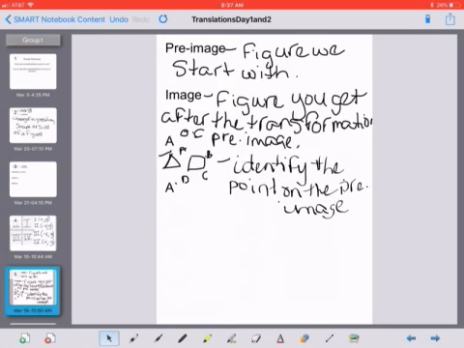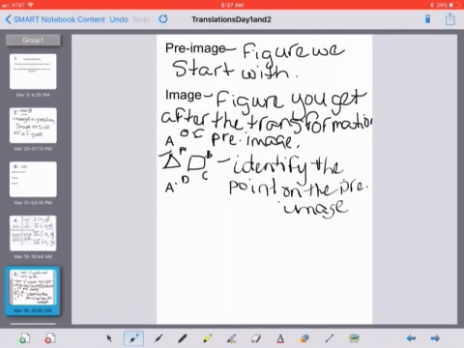Now, every point on your pre-image, as you see of the square like I did there, will have a letter associated. You cannot have more than one letter associated with the point. So you can't have two A's or two B's, because then it's kind of like the input and output. You can only have one associated.